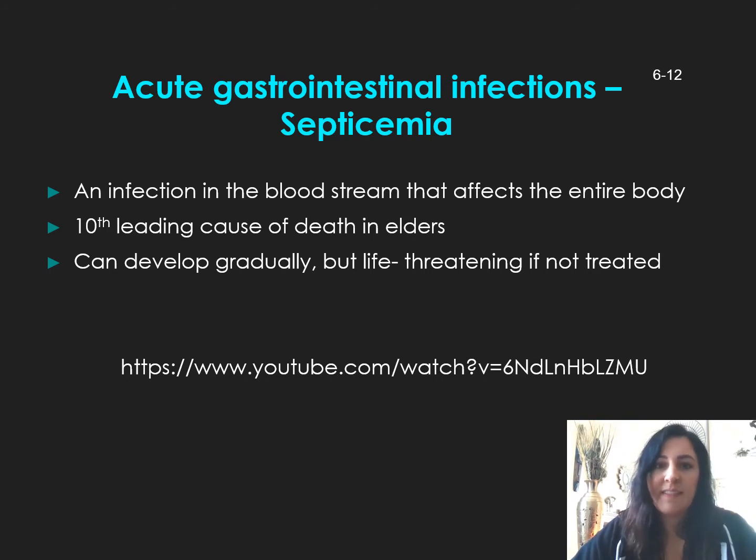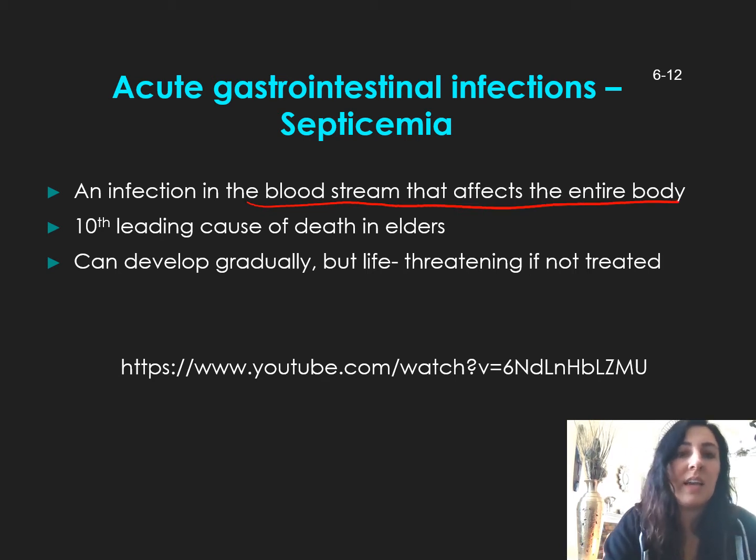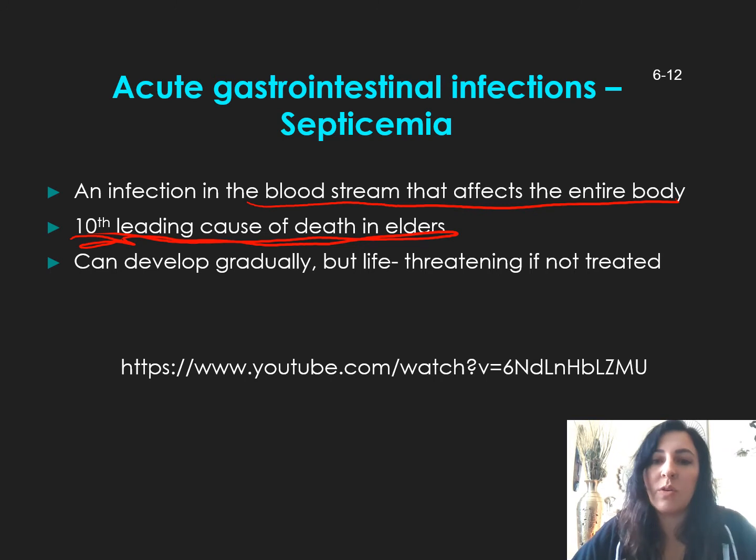Septicemia. This is an infection in the bloodstream that affects the entire body. This is the 10th leading cause of death in older adults and can develop gradually, but will become life-threatening if you don't treat it.